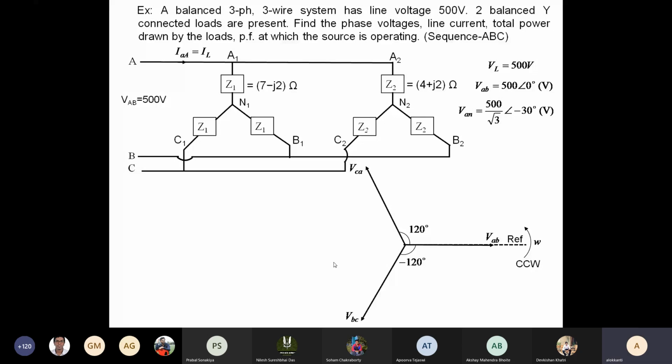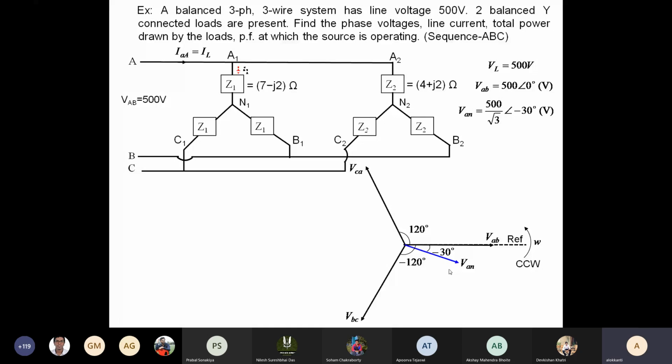Since this is star connection, the phase voltage is 1 by √3 times the line voltage, which we already know. Since we have given the line voltage along the reference, the phase voltage, that is VAN, will be lagging the line voltage by 30 degree. So this is the location of VAN. Obviously it is a little bit shorter than this, because it is 1 by √3 times. Magnitude wise also it is less, so I've kept it shorter. Once we write down VAN, you can also represent the other phase voltages.